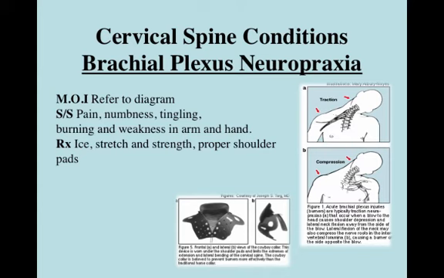In most cases, these symptoms are temporary. Treatment consists of ice and confirming that the symptoms are completely resolved before the athlete returns to full activity. The athlete should strengthen and stretch the neck and shoulder to prevent future injuries. Properly fitted shoulder pads and a cervical neck roll can also be used.